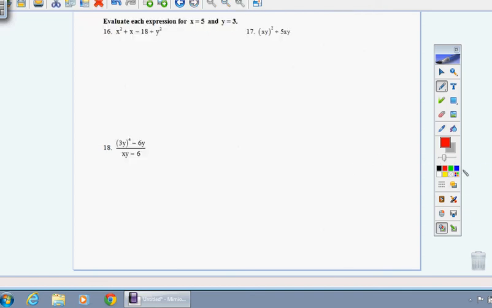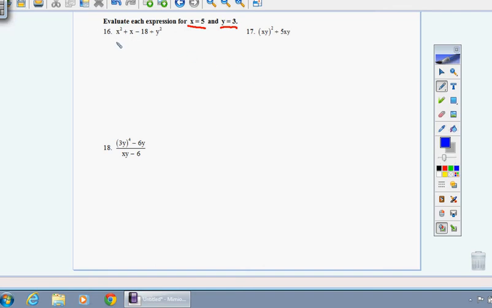Alright, let's go to this next page here. We are going to evaluate expressions. Okay? Now, here's what I want to do. When it says evaluate each expression for x equals 5 and y equals 3, that means that everywhere I see an x in this problem, I'm going to plug in 5, and everywhere I see a y, I'm going to plug in 3.